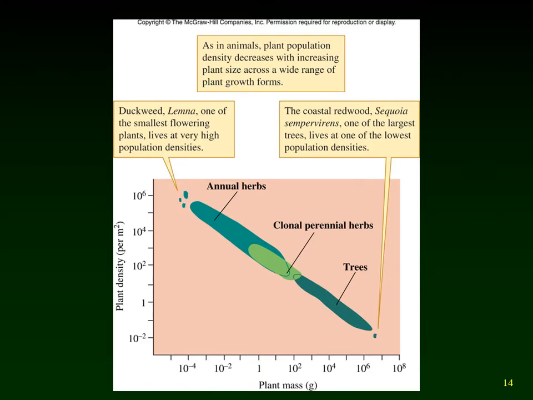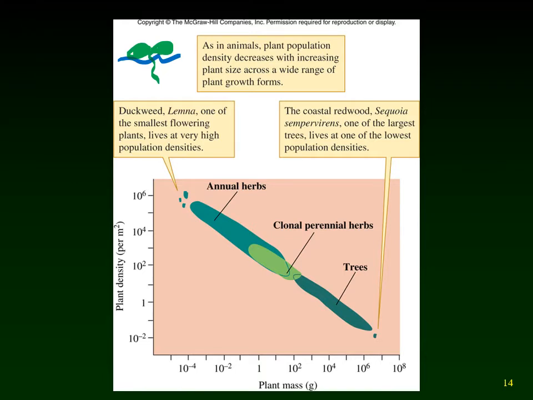This is some work that was done over a wide range of plant sizes and plant types by Jim White, and we're looking at things from as small as duckweed. Duckweed is a little tiny flowering plant, grows on the surface of your ponds in the summertime. Little tiny thing. It just has a couple of little leaves. You'll see it floating on the water with a couple of little leaves and a little root hanging down on the surface of the water.